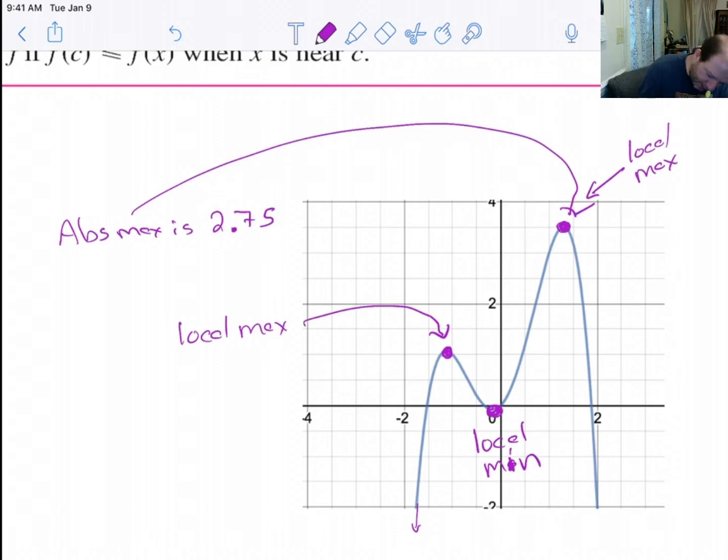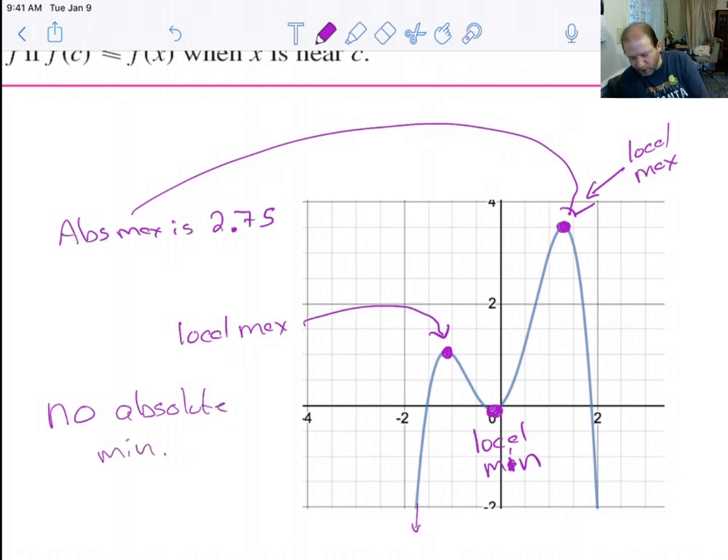But this function has no absolute min. And that's because there's no number you can say this is the lowest value of y that this function attains, because it goes down forever. And you wouldn't say that its absolute minimum is negative infinity, because negative infinity is not a number. So we just say it doesn't have an absolute minimum. And let's look at the definitions.